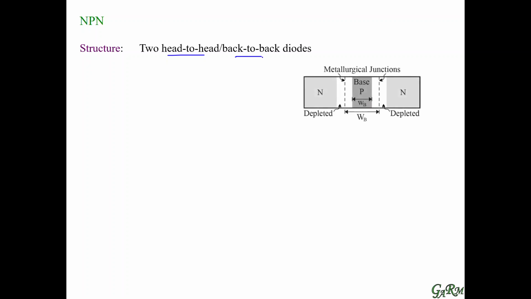In the case of the NPN, P is what I would call the head, because that's the one that usually receives current in a diode. So this is the head of the PN junction to the right, and that P region is also the head of the PN junction to the left. And overall here we have NPN.